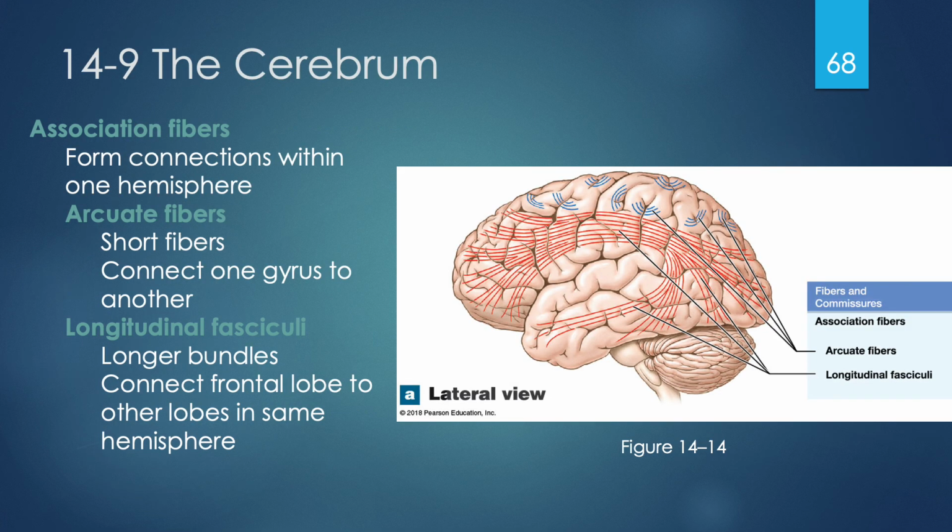So how do the neurons in the cerebrum communicate with one another? They do so by association fibers, and these association fibers are going to form connections only within one hemisphere. So they're not crossing over to the other side. Association fibers will include both arcuate fibers and longitudinal fasciculi. The arcuate fibers are short, and these are just going to connect one gyrus with another. So one bulging area, one convoluted area to another. But the longitudinal fasciculi are longer, and they're going to connect the frontal lobe to other lobes, but again, these association fibers stay within the same hemisphere. They don't cross over to the other side.